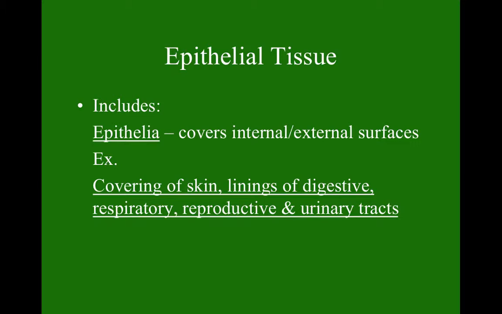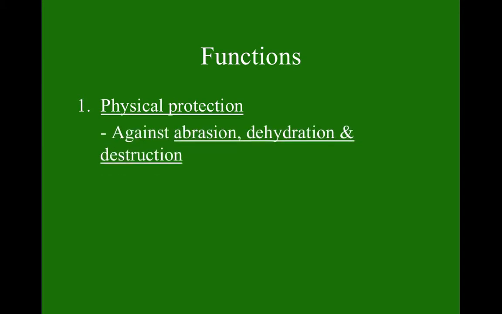Epithelial tissue also includes the glands, which are secreting cells. So they create some sort of product that we make. So how does epithelial tissue function? Epithelial tissue functions in terms of physical protection against things like abrasion, dehydration, and destruction.